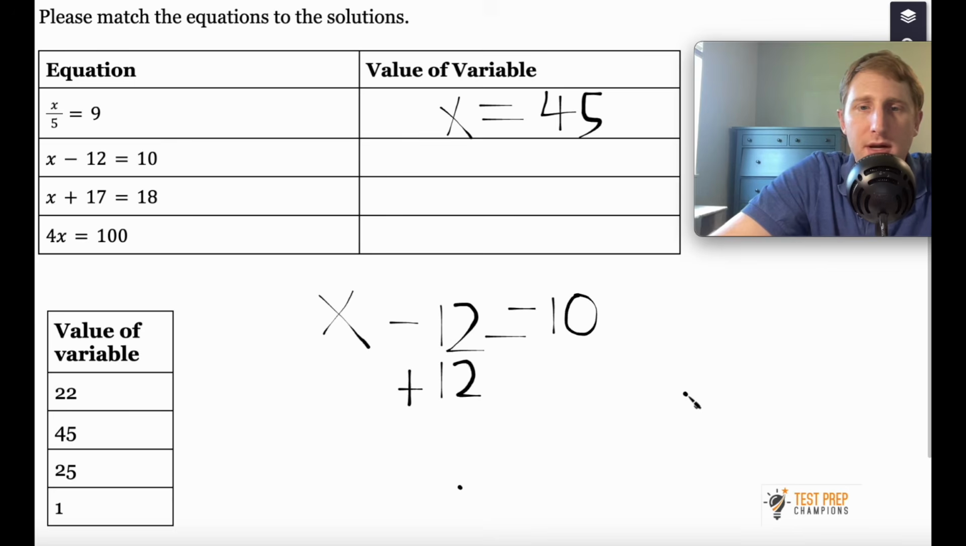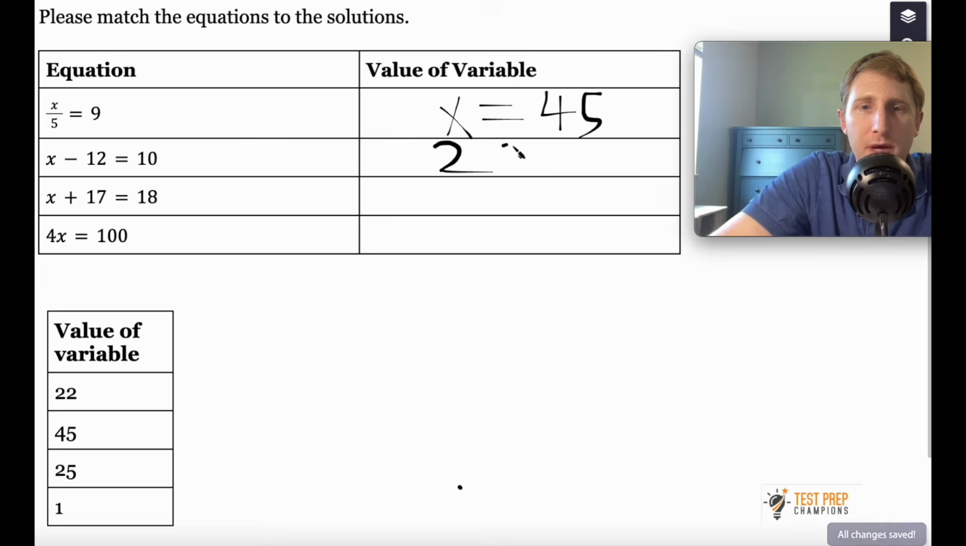So let me clear this out of the way just so I have some room to look at the next one. I don't really have to write x equals 45; I could have just written 45 here. And I'm just going to put 22 here. So we know that in this case, x equals 22. We've already used 22 and 45, so let's look at the next one here.